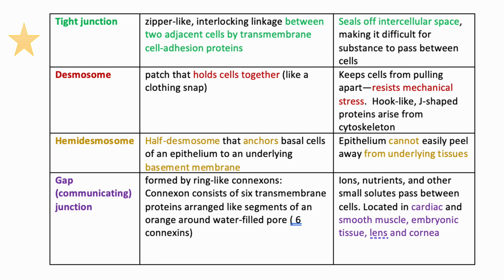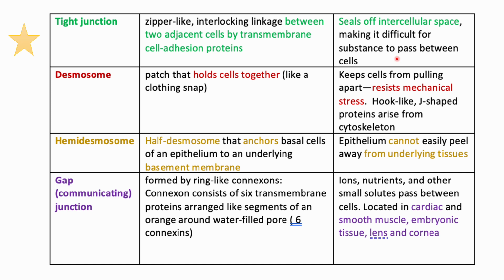And here we see our cell junctions: tight junctions, desmosome, hemidesmosome, and gap junction, or communicating junctions. Tight junctions are a zipper-like interlocking linkage between 2 adjacent cells by transmembrane cell adhesion proteins. They seal off intercellular space, making it difficult for substances to pass between the cells.